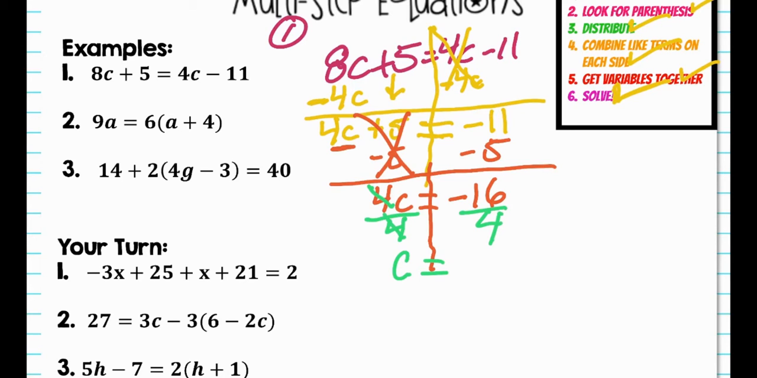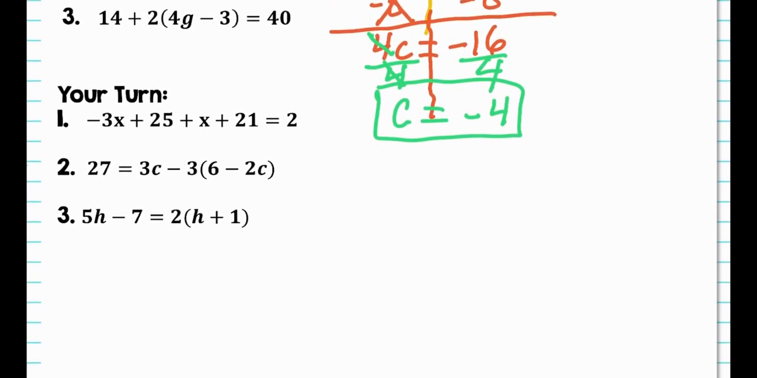So negative divided by positive is a negative. 16 divided by 4 is 4. There's our solution to equation number 1. So see, it was quite a few steps, but that's okay. We used our poster. We have it with us to guide us as we go along. Okay, let's look at another example.